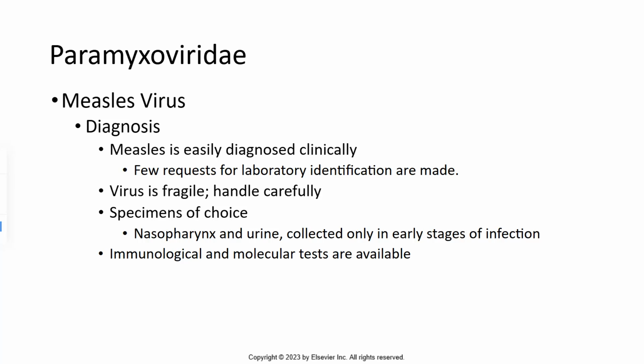Diagnosis: measles is easily diagnosed clinically. Few requests for laboratory identification are made. The virus is fragile, so you've got to handle it carefully. Nasopharynx and urine are collected only in the early stages of infection. Immunological and molecular tests are available.